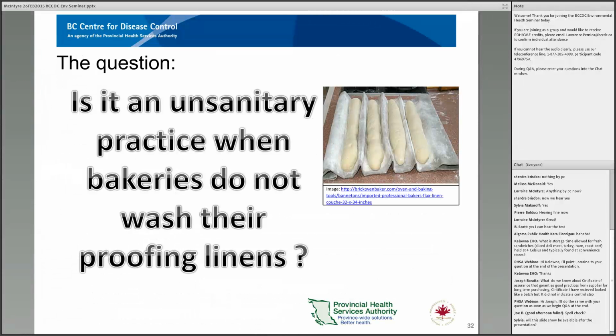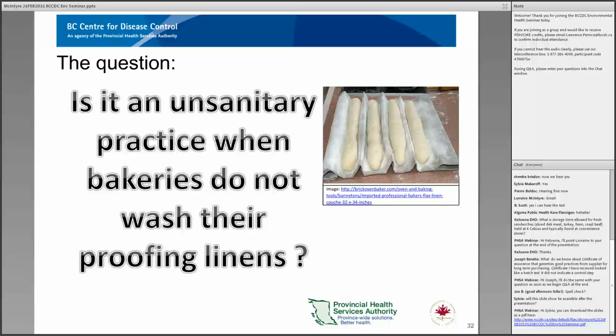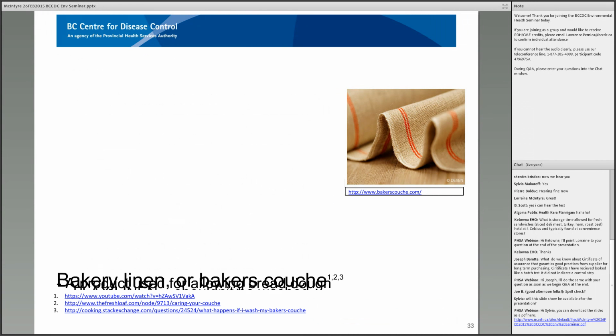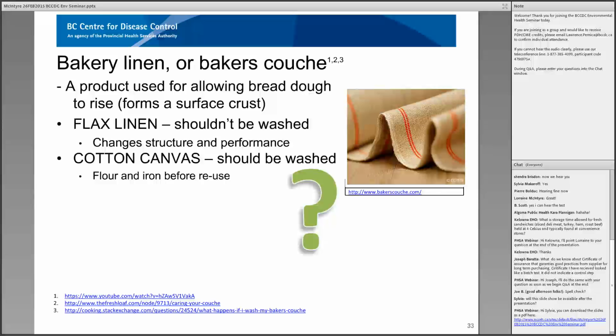Okay, next one. Is it an unsanitary practice when bakeries do not wash their proofing linens? So I worked on this with Cy, and it was quite interesting. I had no idea that this practice occurred. To get a nice crust on the surface of breads, chefs will often put them in linens and let them proof there. So what did we know about proofing linens? Not very much. And there wasn't that much in the literature.